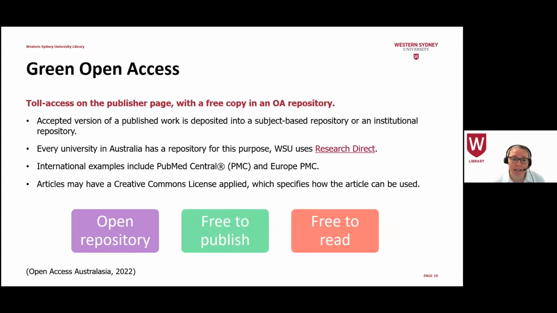So green open access is when you go down, usually like the traditional publishing route, you submit with a journal, and then what you need to do is you make the accepted version of the published work available in your subject-based repository or institutional repository. So every institution in Australia has a repository for this purpose. At Western Sydney, ours is called Research Direct. There's also international examples like PubMed Central and Europe PMC.